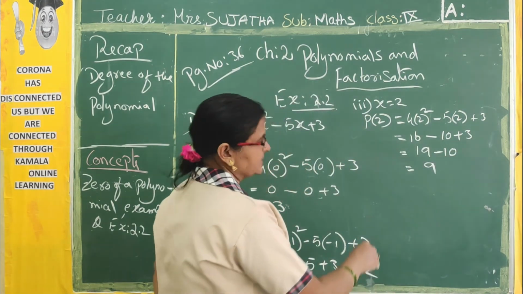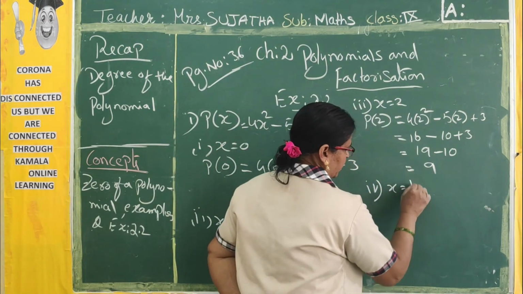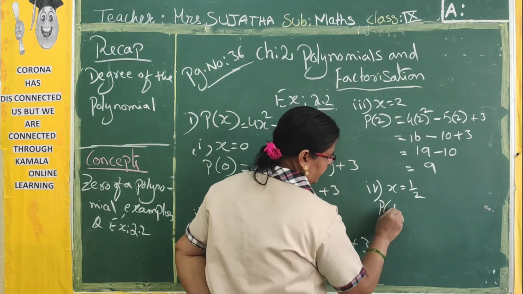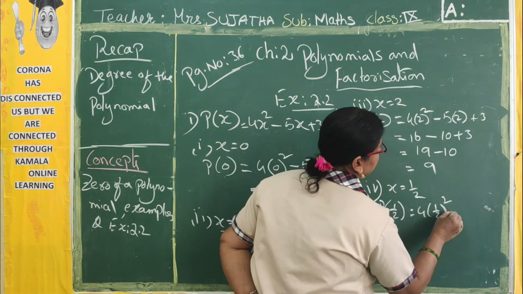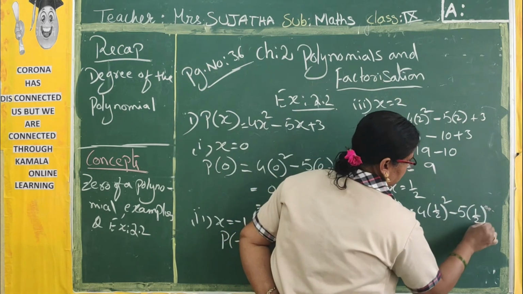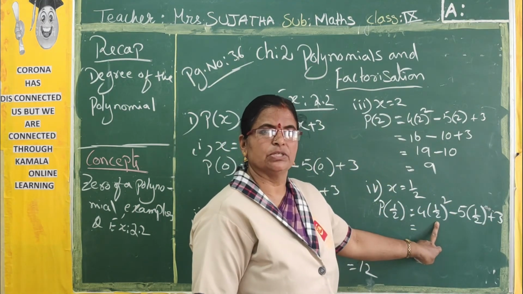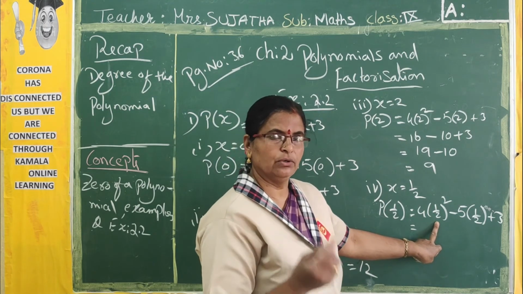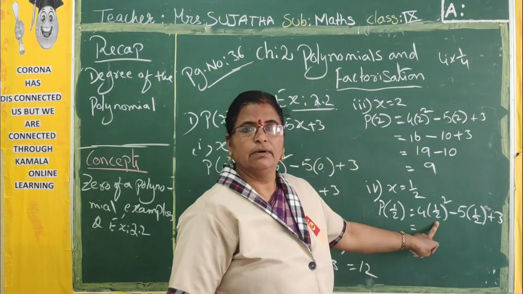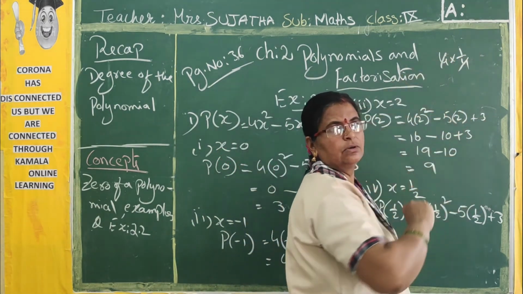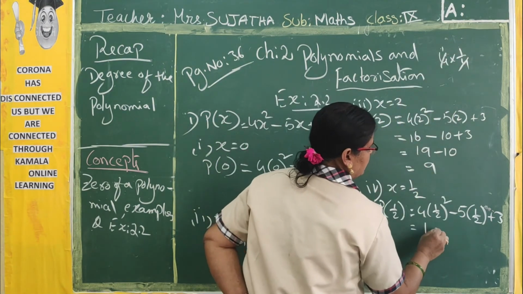Okay. Now the fourth one, x is equal to 1 by 2. P of 1 by 2 is equal to 4 of 1 by 2 whole square minus 5 of 1 by 2 plus 3. Here 1 by 2 whole square means how much will you get? 1 by 4, 1 by 2 into 1 by 2. Now 4 into 1 by 4, the 4 will cancel. So you get 1 into 1, which is 1. Then minus.